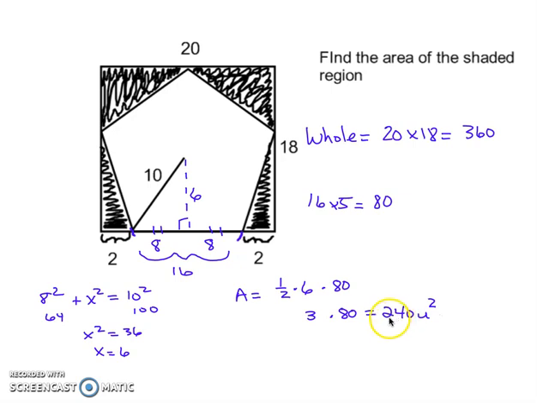The directions are asking for the area of the shaded region. So if I take the whole entire area, which we figured to be 360, and I subtract off the non-shaded, which was 240, then we would be left with 120 units squared as our area of the region that we were looking for.